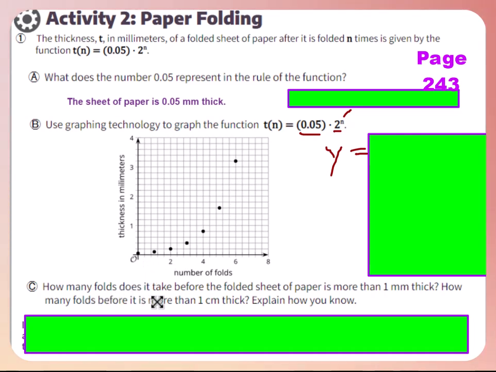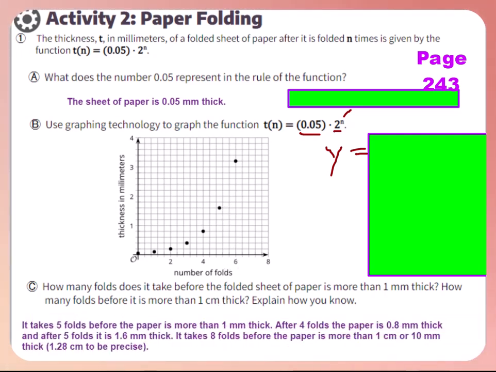Now, how many folds does it take before the folded sheet of paper is more than 1 millimeter thick? This is the thickness. We folded it once, twice, 3 times, 4 times. So 5 times it's more than 1 millimeter thick. After 4 folds, the paper is 0.8 of a millimeter, but at 5 folds, it's 1.6 millimeters.